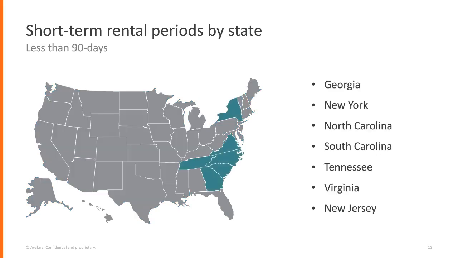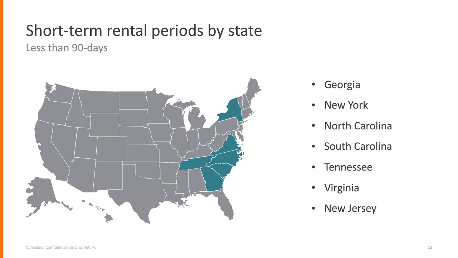Other states, such as the Carolinas, Tennessee, and New Jersey, which is a new one, all define their short-term threshold as a period of 90 days. So a few more rentals, longer stays, are encompassed in what is considered taxable.